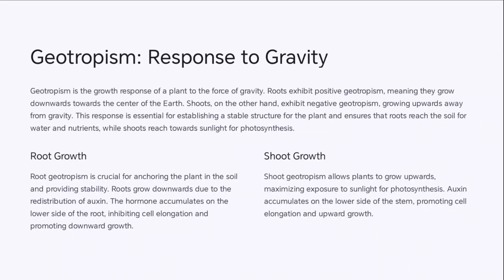The response of plants to gravity can be observed in the laboratory when seedlings are placed in a pot filled with moist soil. The shoot shows negative geotropism, allowing the plant to grow upward, maximizing exposure to the sunlight for photosynthesis.